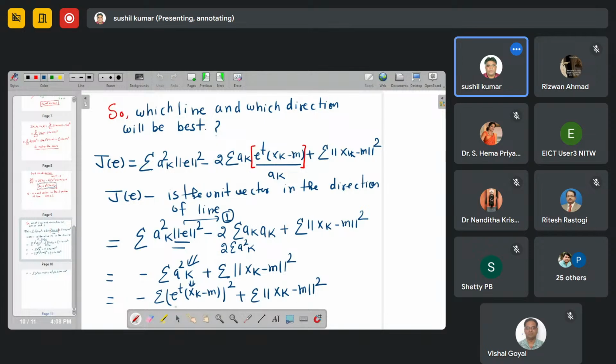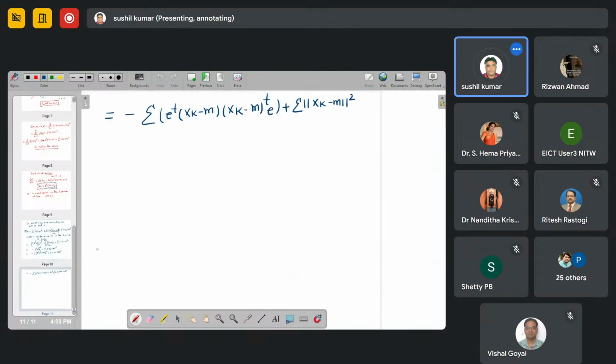So this value E transpose (x_k - m) I have replaced with this value. What is the meaning when I write this equation? Suppose you have a matrix 1, 2, 3 and you want to calculate the square of this matrix. There are two options: you can calculate directly, or the better method is to take the original 1, 2, 3 and its transpose, and then calculate this value. So this square of a matrix can be calculated like this.